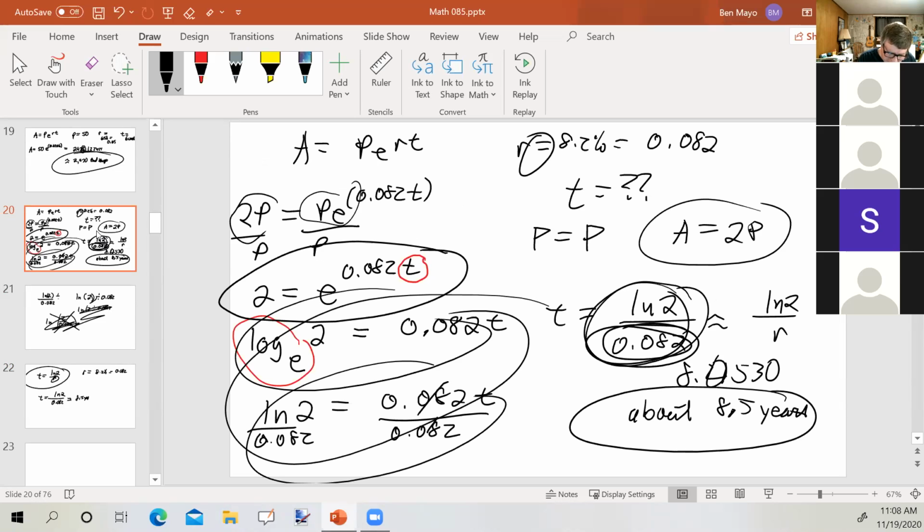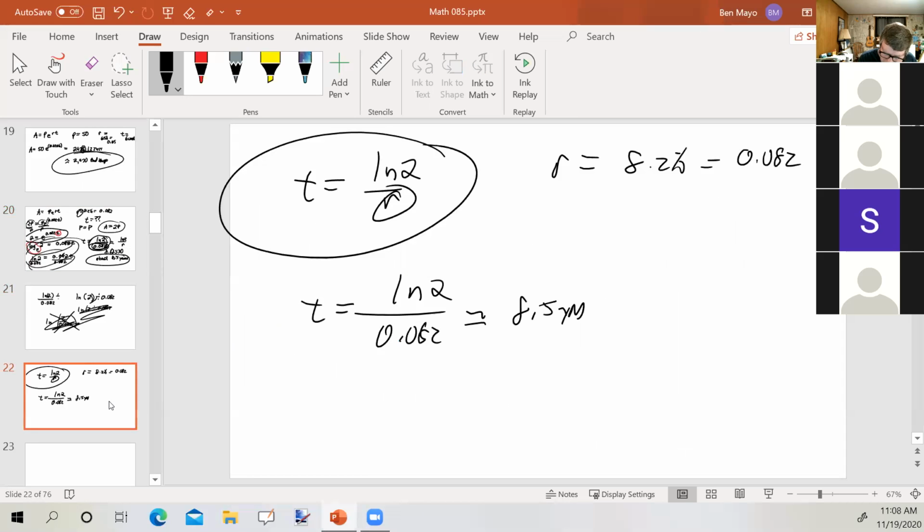In fact, this formula right here is in the textbook. It's on page 956 in the hard copy. As far as the e-text, I don't know what page, but it's section 11.5. Okay, so you've got that formula for the doubling time.